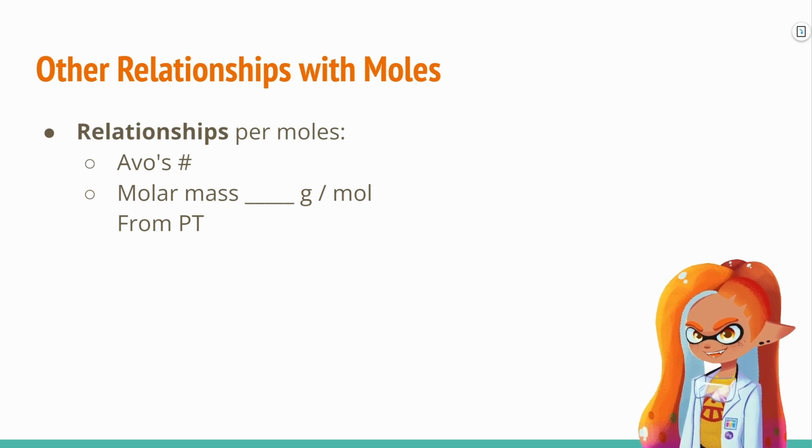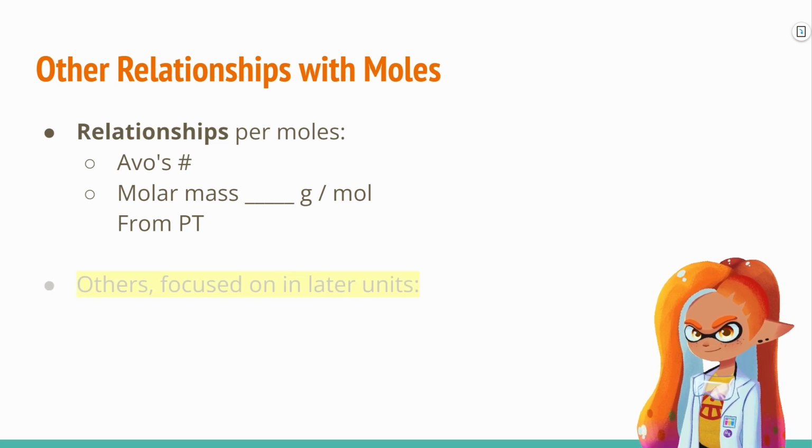So if you know the formula for something, for example, water is H2O, I would look up the H, what's the mass of H? I would multiply that by 2 because it's H2, and then for oxygen there's 1, and so I would add those together to get the molar mass of water.